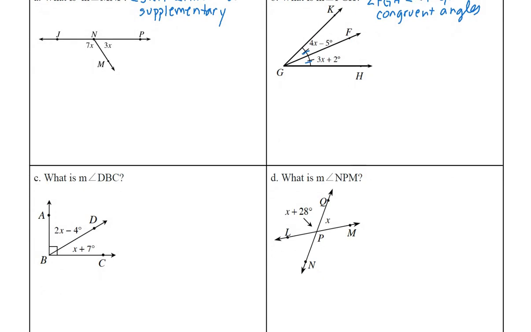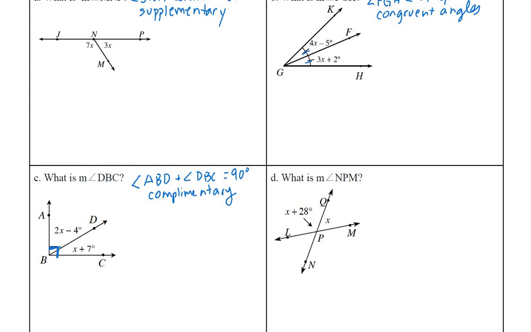Okay, part C. Right away, looking at this, I see that these angles are complementary, meaning they add to 90 degrees. Angle ABD plus angle DBC should equal 90 degrees. I hope that's what I said. They are complementary, and I know that because I have this little square in the angle telling me so.